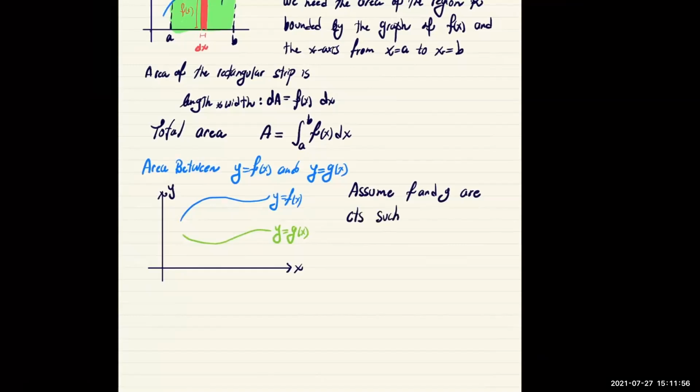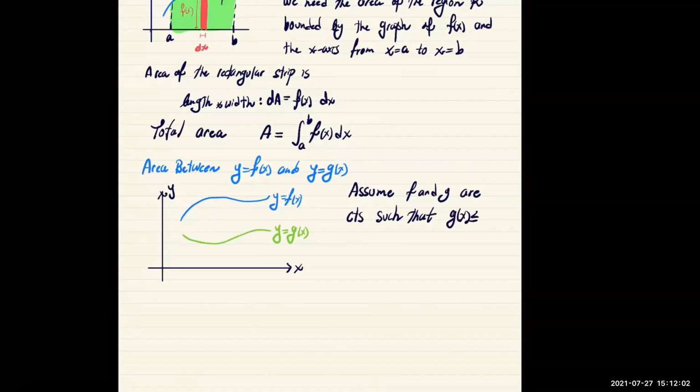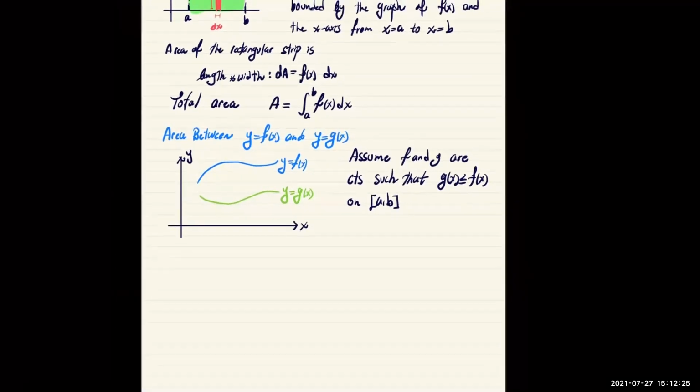such that g of x is less than or equal to f of x on the interval [a, b]. This relation has to hold on [a, b]. Now, sometimes f can be lower than g, but not on [a, b], but it's okay. As long as this relation is true on [a, b], we're good.